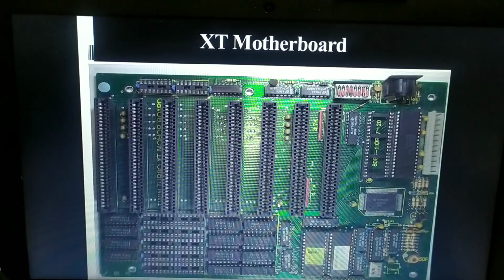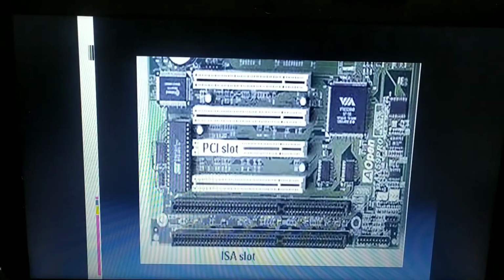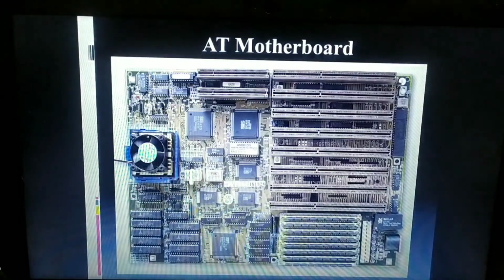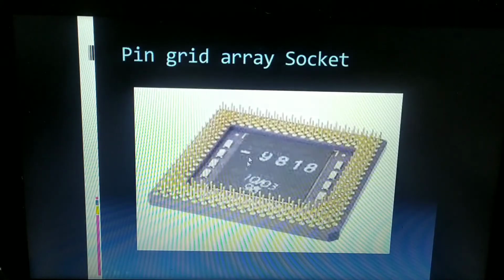Okay, moving on to the next type of motherboard, that is the AT motherboard. AT stands for advanced technology. This advanced technology motherboard has pin grid array sockets. I said that in processors, or CPU socket or processor socket, we have different kinds. So here we are having the pin grid array socket.